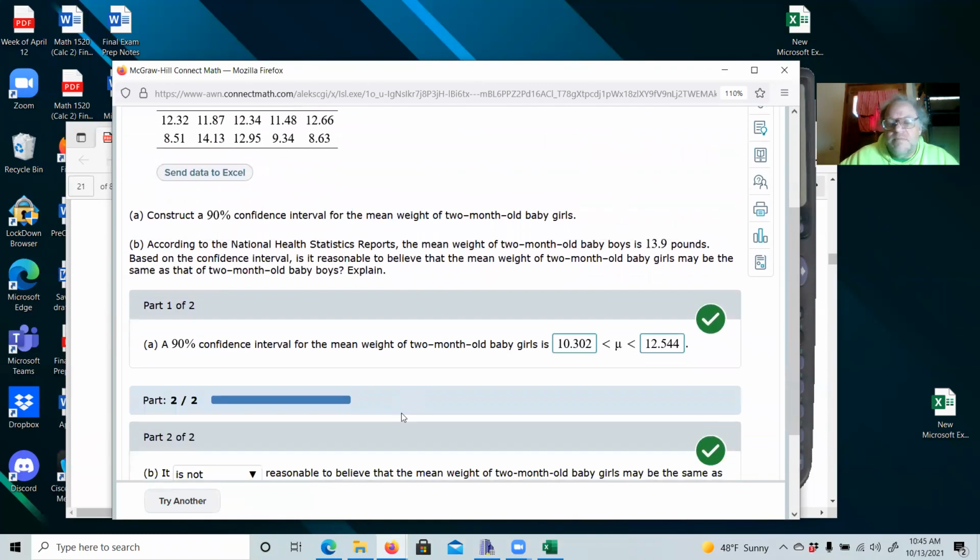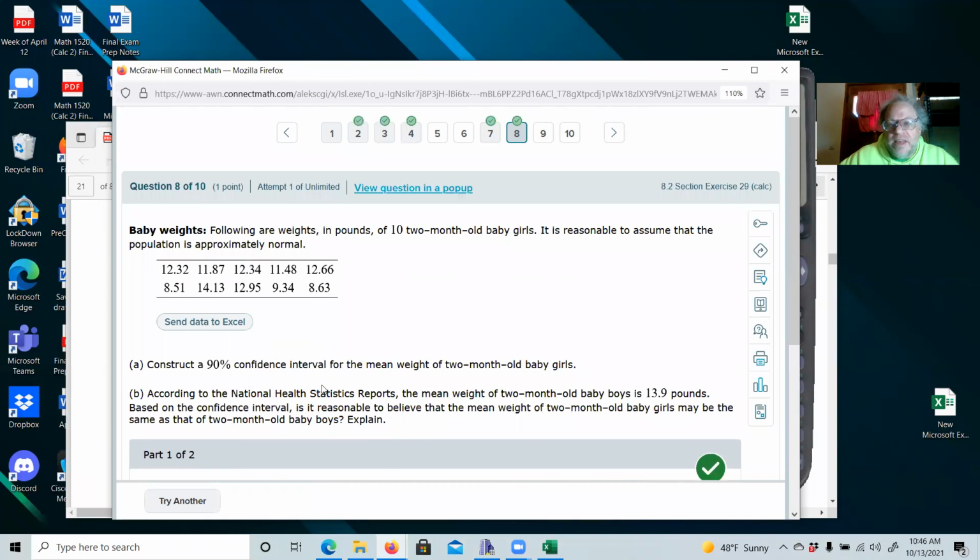This would be the kind of thing to pick for a quiz question. So when you study for your quiz for this, a problem like this is exactly the kind of thing I would pick.